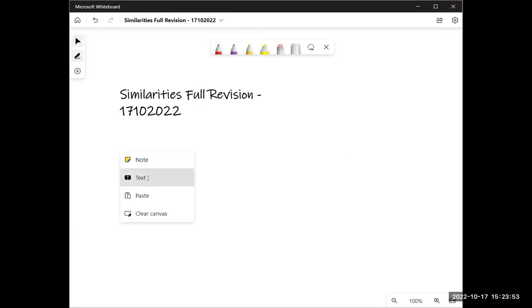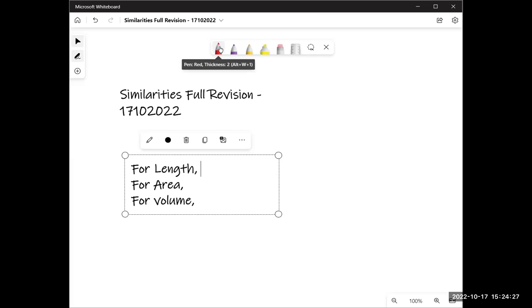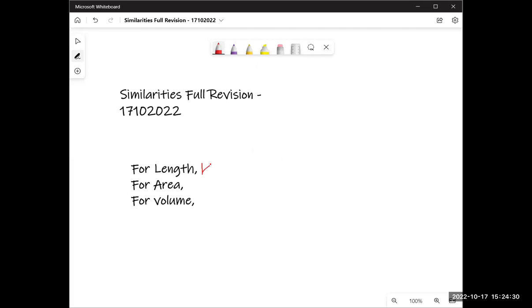Formulas are, for area we have k squared. Then we have something else. We have for length and for volume. We have k, for length; k squared for area.